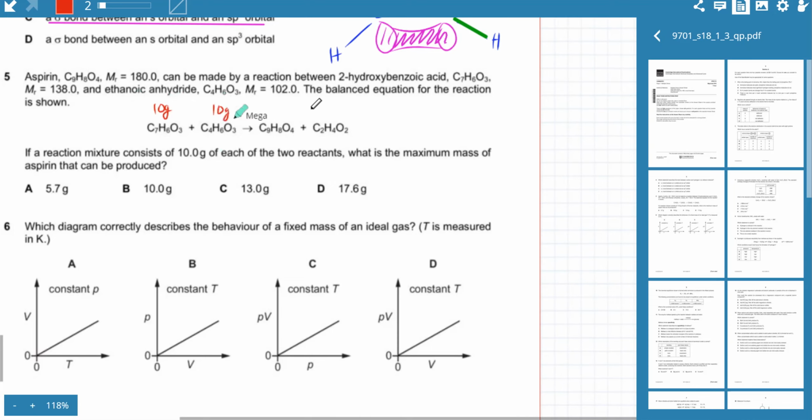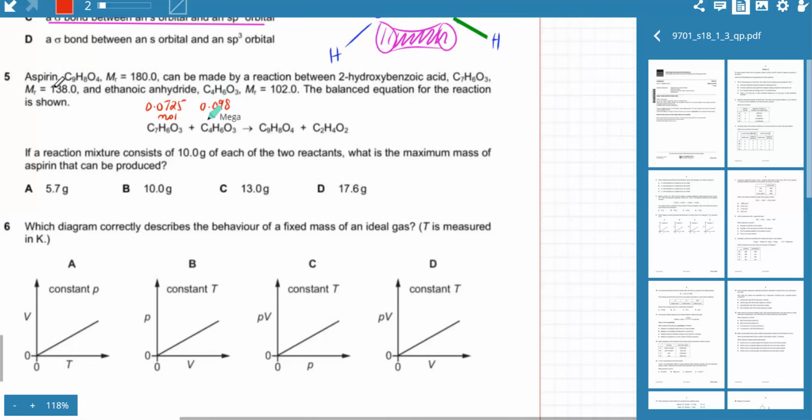Can anyone tell me what the moles are? C7H6O3, he's given you the Mr as well. What's 10 divided by 138? And C4H6O3, that Mr is 102. Can anyone tell me the moles? 0.0725. 0.0725 moles? Yes, sir. What about this one? 0.098.